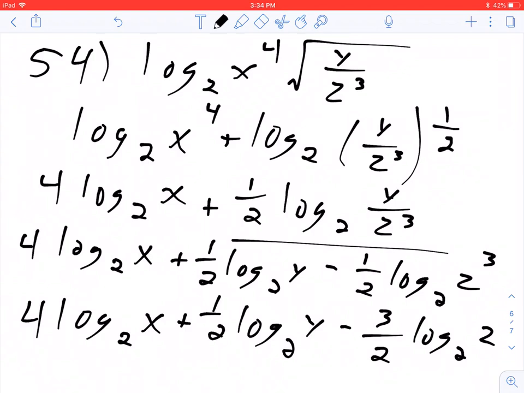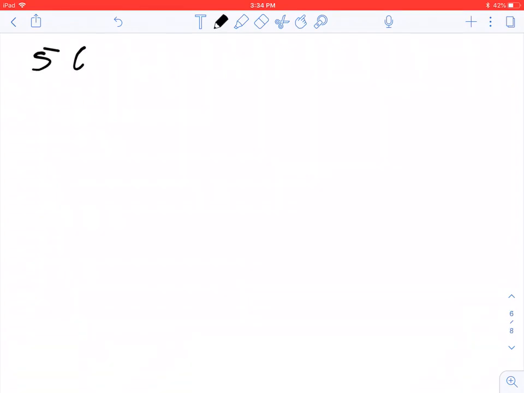Number 56. 56 is log base 10 of x y to the 4th over z to the 5th. We're going to utilize the quotient property first.